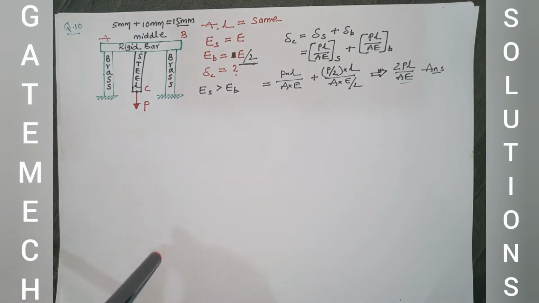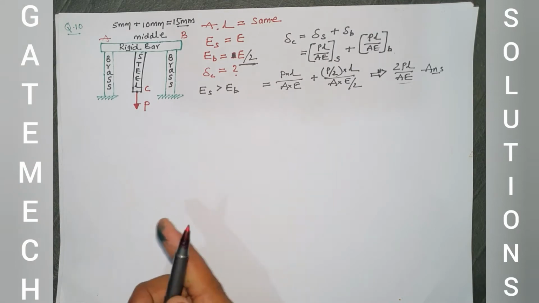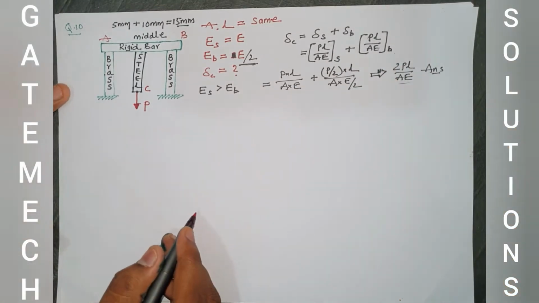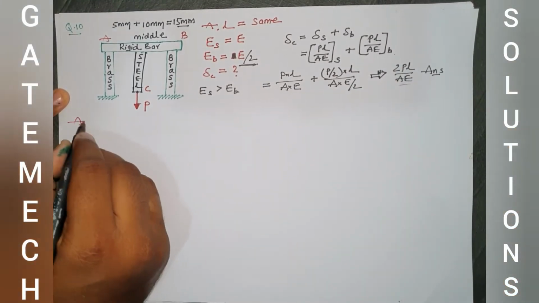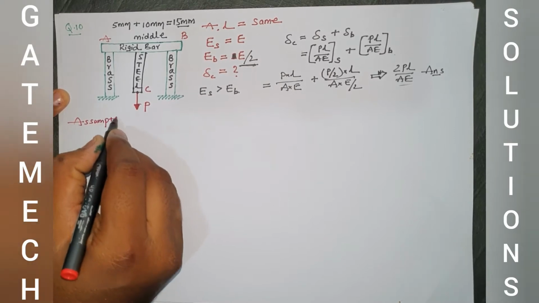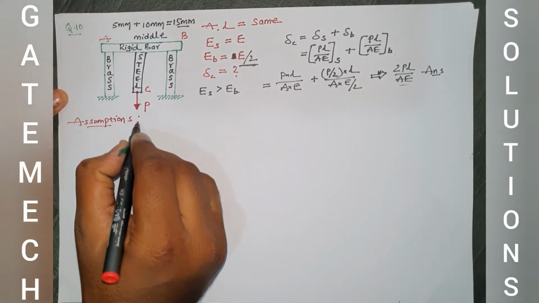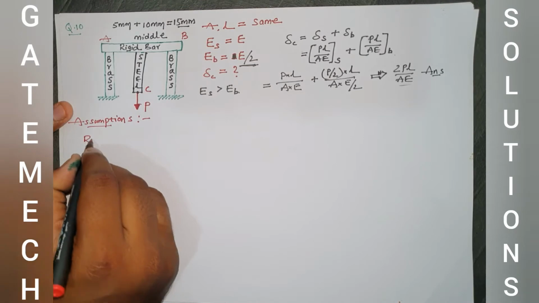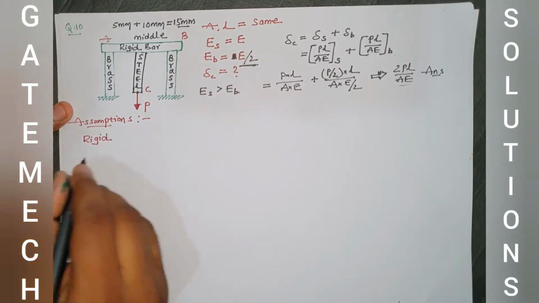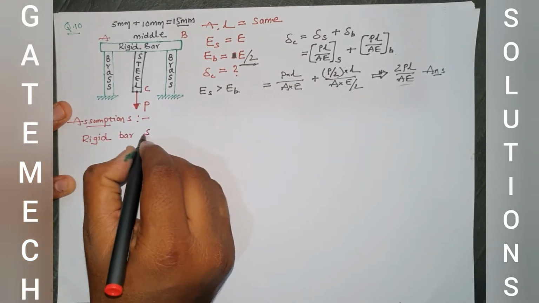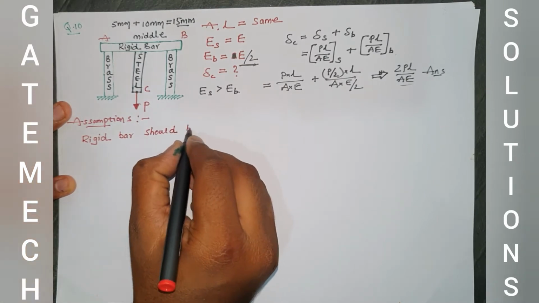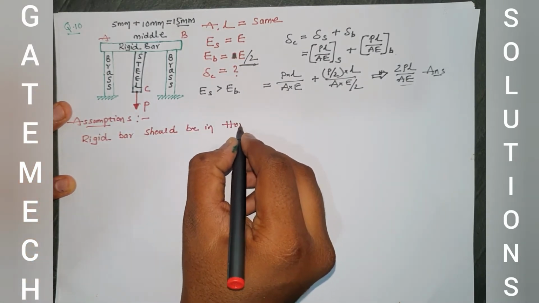A person who knows the concept can easily do it using this relation. But I am going to discuss how this formula came. Before going to that, there are some assumptions required to solve this question. Those assumptions are: before and after deformation, the rigid bar should be horizontal. That is the first assumption.